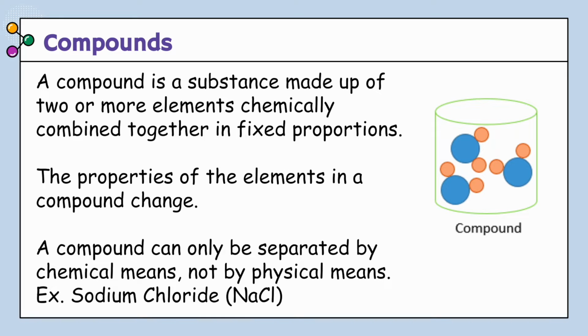For example, there's sodium chloride, which is NaCl. And here's a diagram to show you the configuration or how a compound looks. So this can be an example of H2O, because there's one oxygen atom for every two hydrogen atoms. So they're always in this fixed proportion.